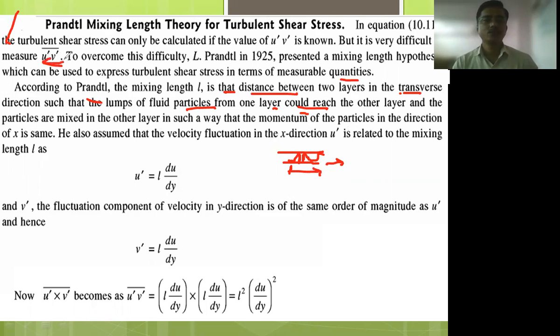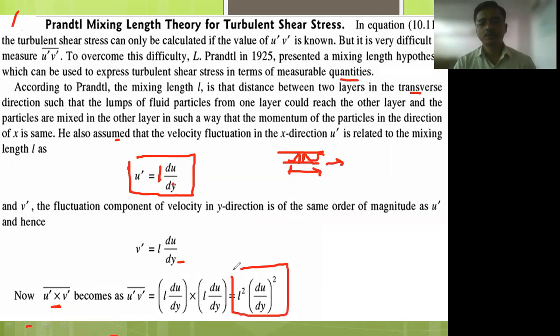So as it was very difficult to use this value, average value of the product of u dash and v dash, he has come with this Prandtl length, and u dash has been given by this formula. u dash is equal to L into du by dy, and similarly v dash is equal to L into du by dy. Then if we put these values in this equation, we will get L into du by dy into L into du by dy. So here we got this value L square into du by dy whole square.